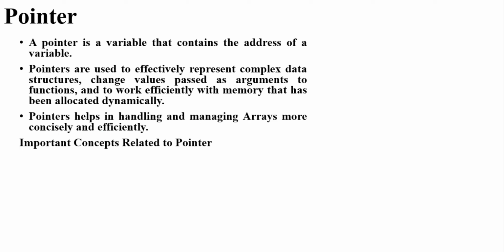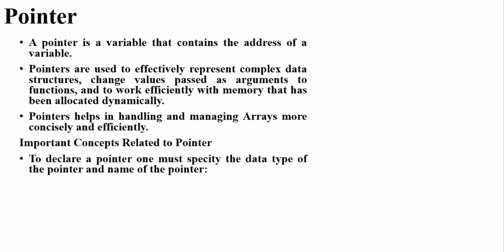So let us briefly talk about some of the important concepts related to pointers. First, to declare any pointer, one must specify the data type. This is an important parameter, the data type of the pointer, and then we have to specify the name of the pointer. These two parameters are very important, and remember, the data type should be the same as the variable it is pointing to, so the data type of the variable and the pointer should always be the same.